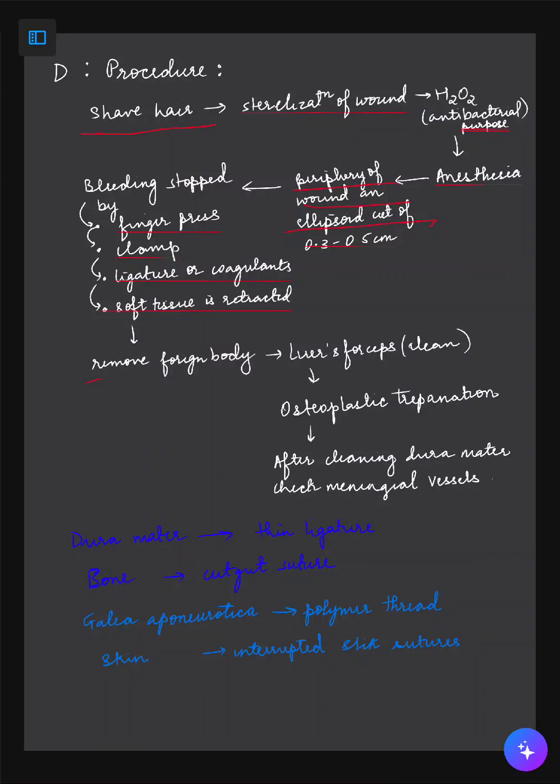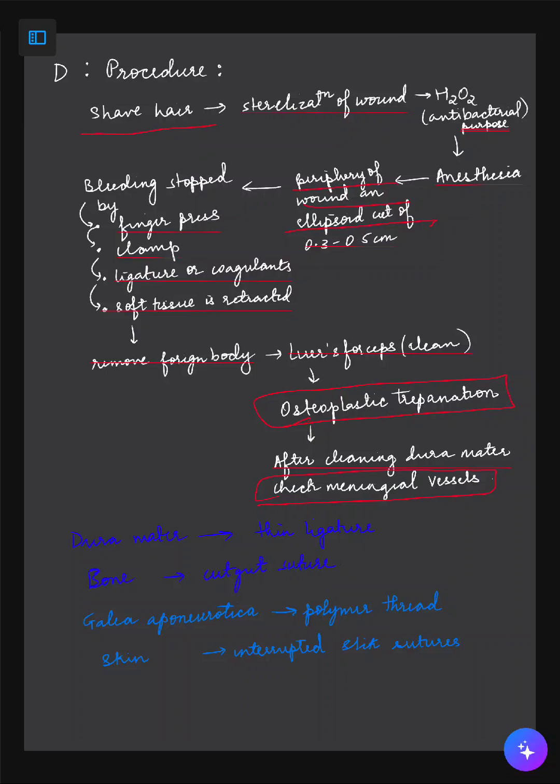After retracting the soft tissue, we remove the foreign body and we use the Luer's forceps to clean it. And then we do osteoplastic trepanation. What is osteoplastic trepanation? I would explain in the further topic. And after cleaning the dura mater, then check the meningeal vessels. We need to check the meningeal vessels, whether they are damaged or not. If it is safe, then we don't have any issue.